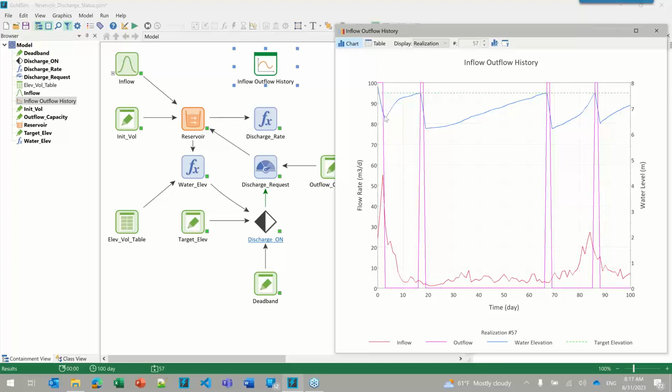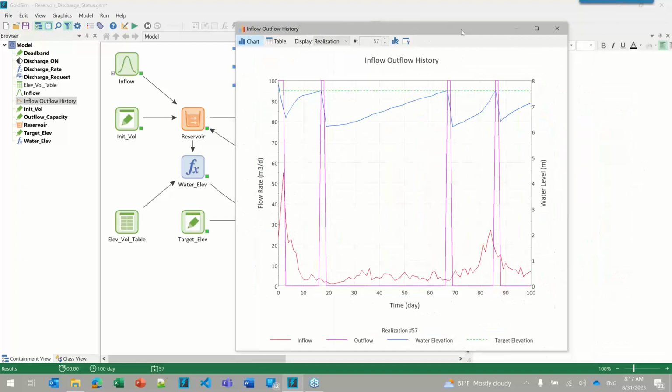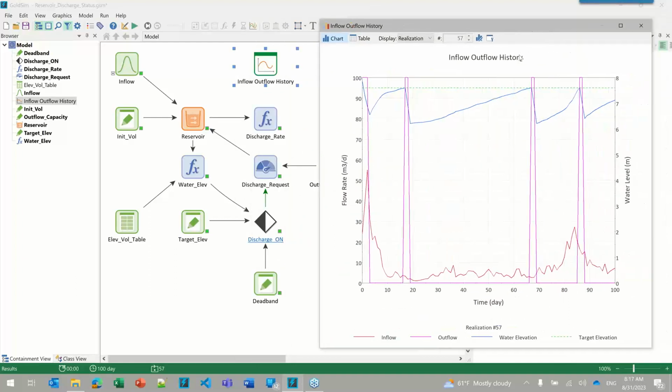So that's on, and it shuts off. The water level begins to build again, and then when it hits the target, it turns on. So that's how this thing works. If we inserted time steps, it should still pretty much operate this way. It'd be slightly different, but for the most part, similar.